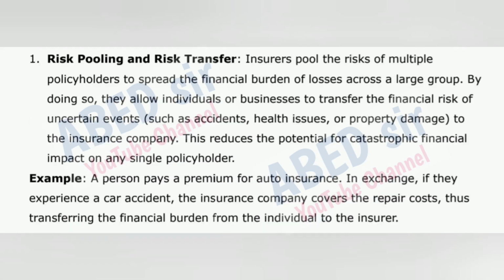1. Risk pooling and risk transfer. Insurers pool the risks of multiple policyholders to spread the financial burden of losses across a large group. By doing so, they allow individuals or businesses to transfer the financial risk of uncertain events such as accidents, health issues, or property damage to the insurance company. This reduces the potential for catastrophic financial impact on any single policyholder.